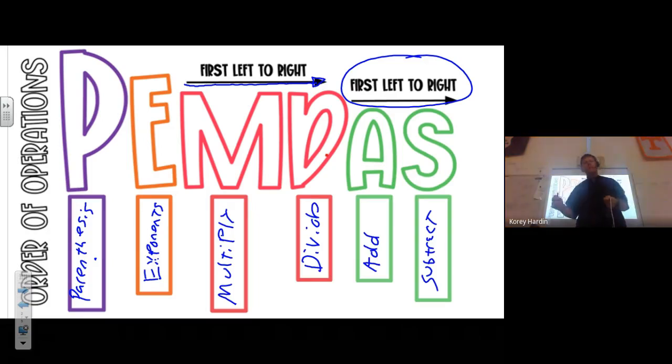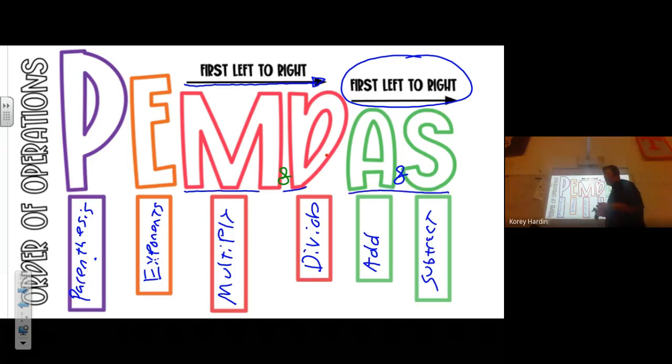And that's PEMDAS. Once again, don't get confused with the MD and the AS. Make sure when you multiply and divide, you're just going left to right. And then when you add and subtract, you go left to right as well. When I do this, I like putting an "and" right there, because that tells me multiplying and dividing and then adding and subtracting are on the same level, okay? Multiplication, division, same level. Addition, subtraction, same level. All right.